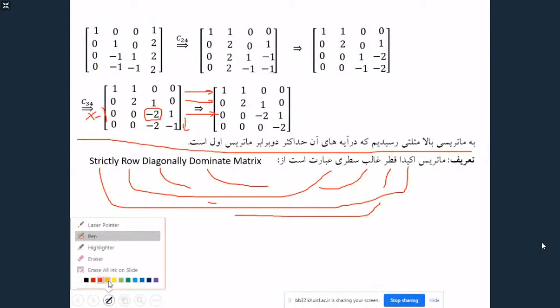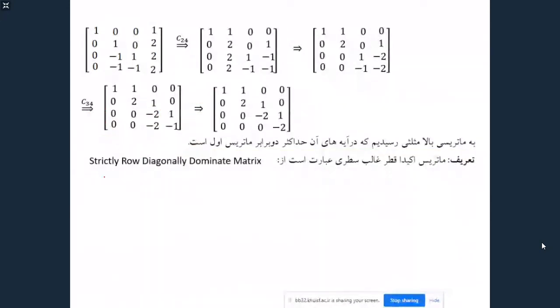We want to know what this matrix is and what special properties it has. We say if summation j from 1 to n, j except i, absolute aij, is strictly less than absolute aii for i from 1 to n, it's a strictly row diagonally dominant matrix.